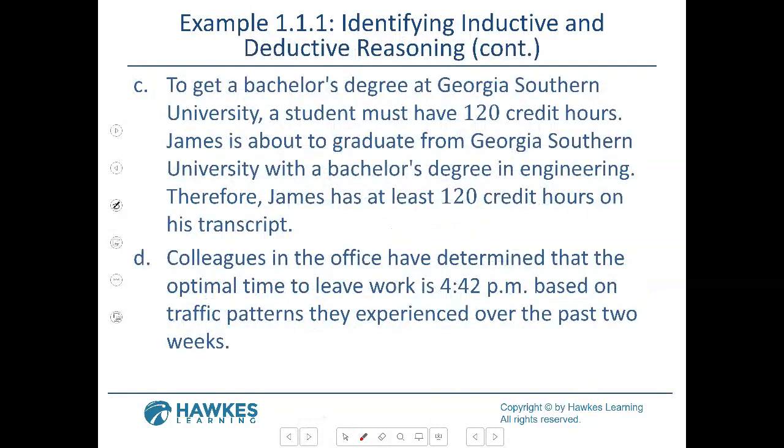To get a bachelor's degree at Georgia Southern University, a student must have 120 credit hours. James is about to graduate from Georgia Southern University with a bachelor's degree in engineering. Therefore, James has at least 120 hours on his transcript. This would be an example of deductive because you have these accepted facts.